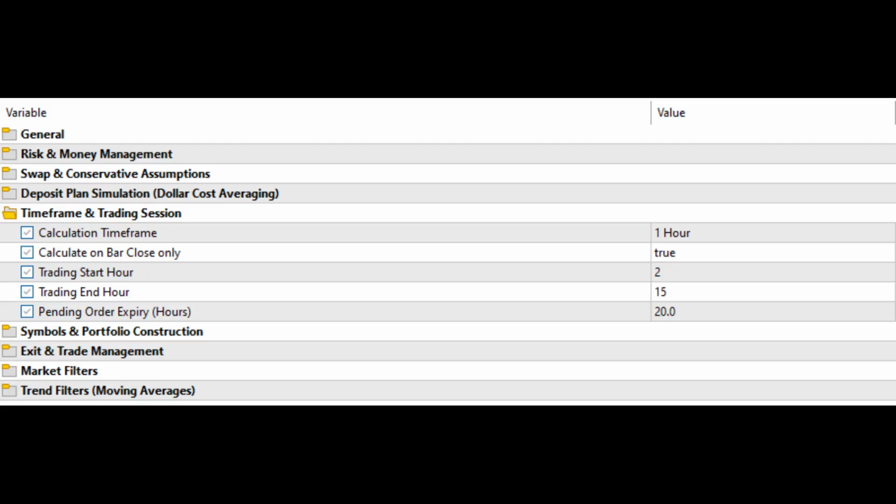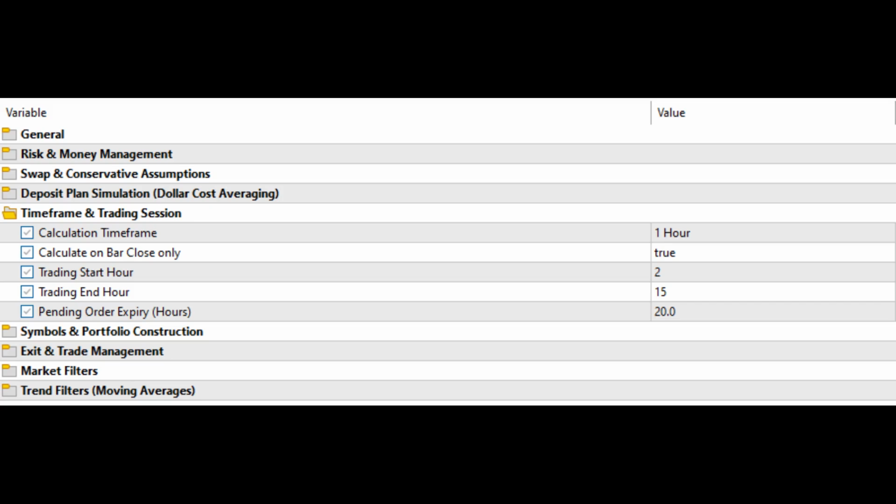Next, we have trading start hour and trading end hour. The default start hour is 2 and the default end hour is 15. These parameters define the time window during which the expert advisor is allowed to place new pending orders in the market. From the start hour onwards, the expert advisor can send new stop orders and limit orders. After the end hour, it stops sending new orders. Whether these orders actually become trades is then decided by the market, not by the time settings. If price reaches the order level, the pending order turns into a position, even if that happens outside the trading window.